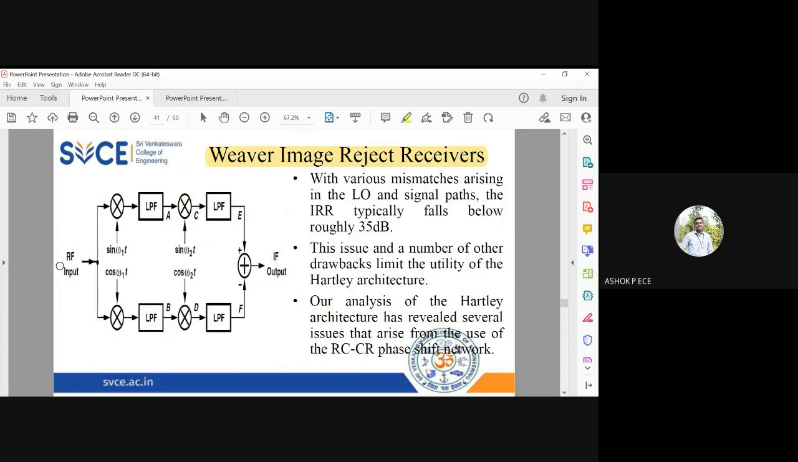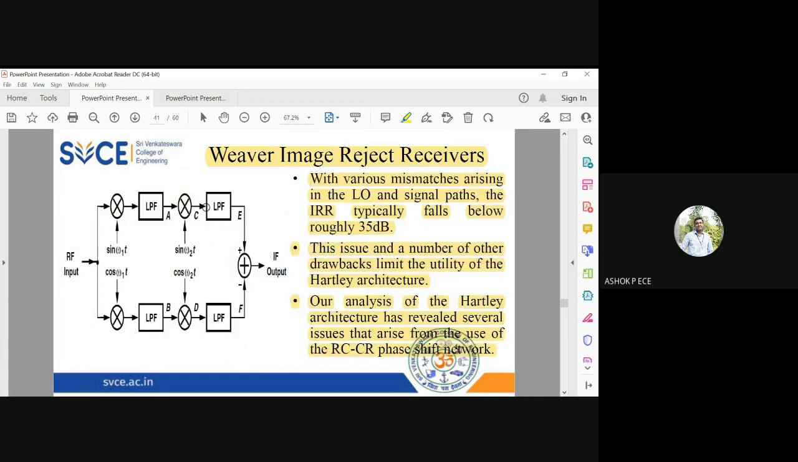You have the RF input and a combination of two mixers. You have one in phase and one quadrature phase. You are going to filter out the high frequency components. You are going to subject the same to another LO at a different frequency omega 2, which is also in phase and quadrature phase. You are going to filter out the high frequency terms. When you add, you are going to get the IF output. So this is the basic working of your Weaver architecture.